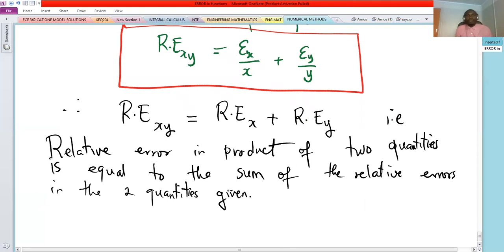So that's how we derive the error formula and relative error for the product of two quantities x and y.